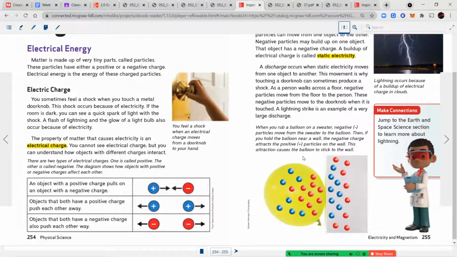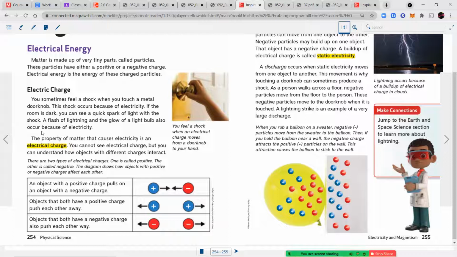Electrical charge. You sometimes feel a shock when you touch a metal doorknob. This shock occurs because of electricity. If the room is dark, you can see a quick spark of light with the shock. A flash of lightning and the glow of a light bulb also occur because of electricity. The property of matter that causes electricity is an electrical charge. You cannot see electrical charge, but you can understand how objects with different charges interact.